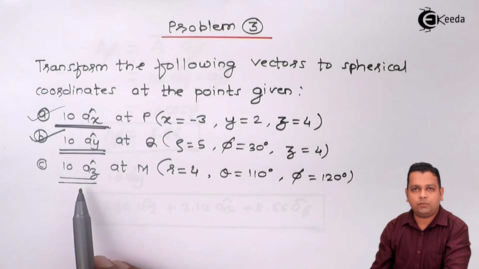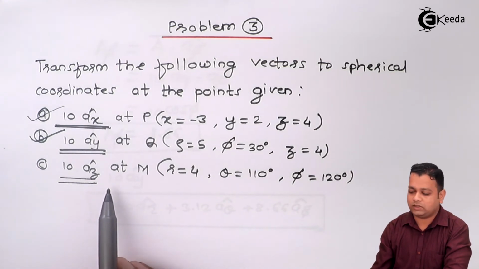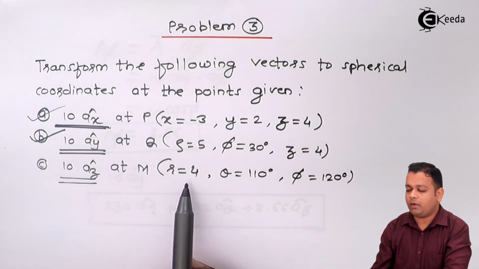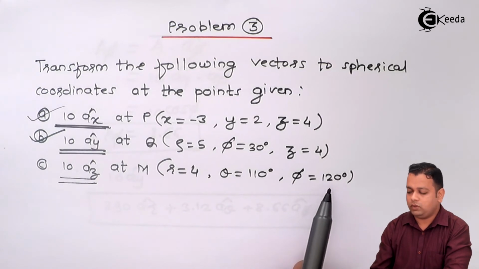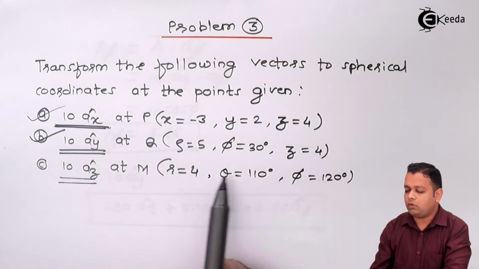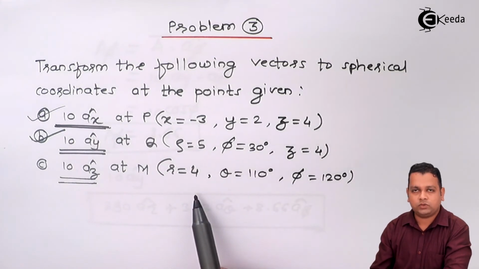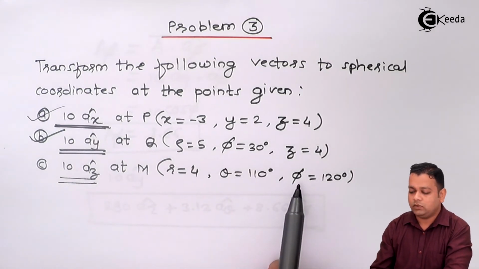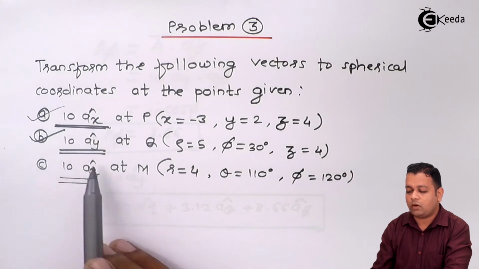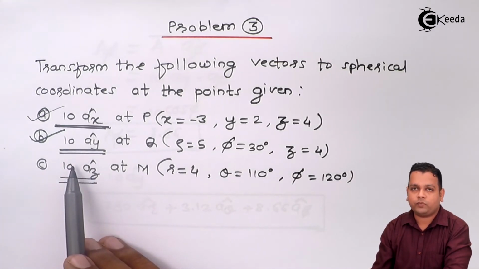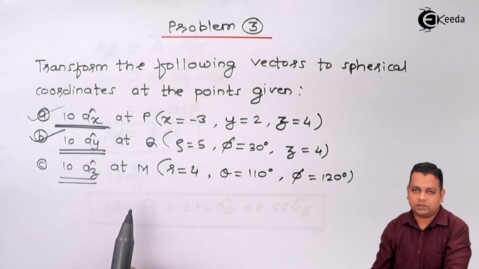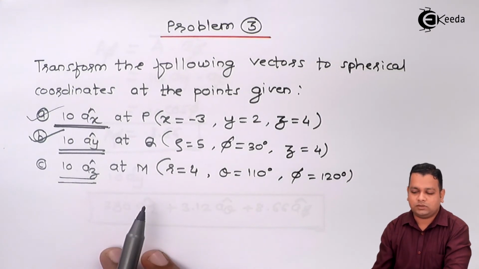So now this part is the last one and more simple, as at the point M where we have to represent spherical coordinate representation, it is already in terms of r, theta and phi. So we need not transform the coordinates from another coordinate system to spherical coordinate system. So that effort here is minimized. We just need to change the representation of 10 AZ cap to spherical coordinate system. So let us solve this.